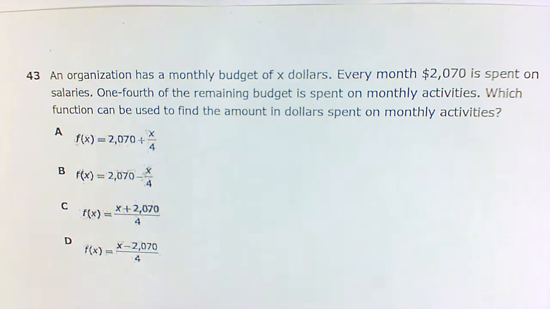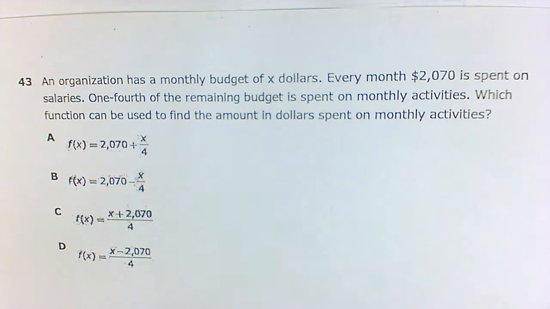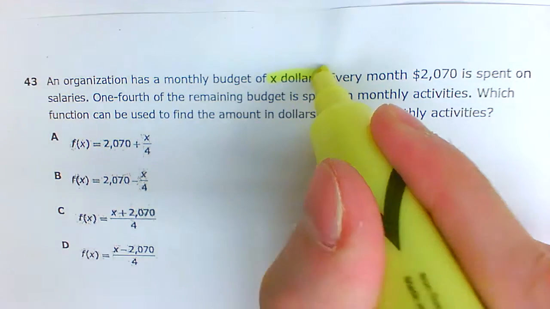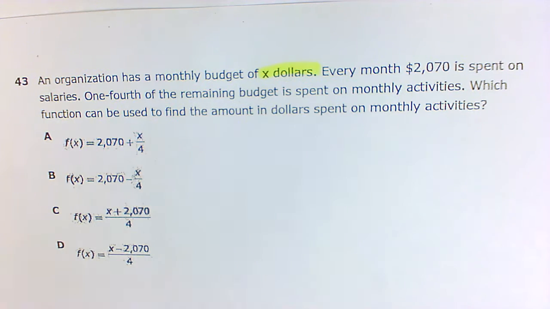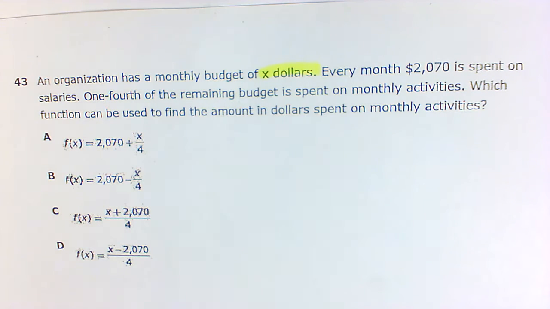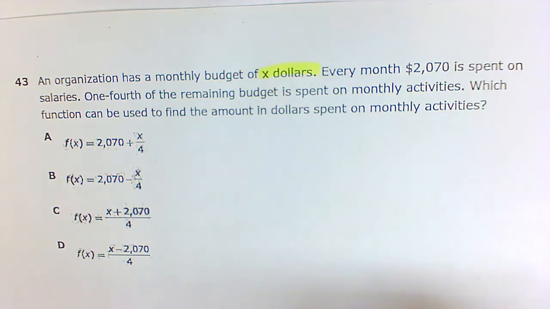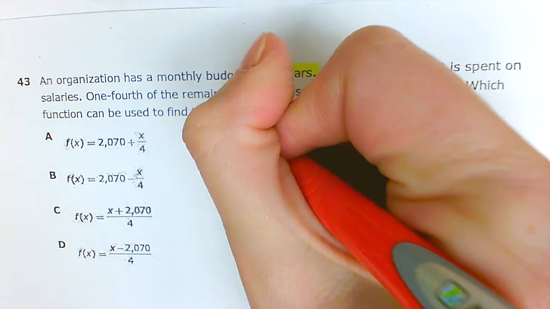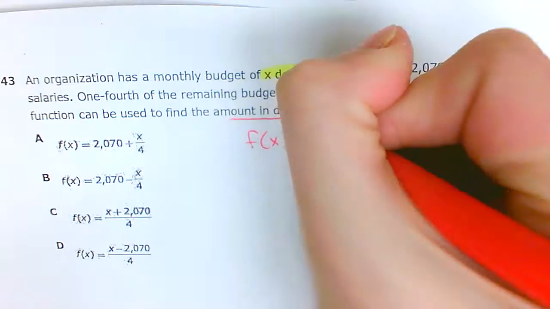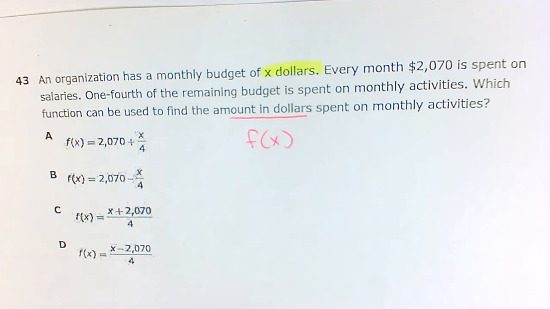Number 43. An organization has a monthly budget of X dollars. So X is talking about the number of dollars, that's their budget. Every month, $2,070 is spent on salaries. 1/4 of the remaining budget is spent on monthly activities. Which function can be used to find the amount in dollars spent on monthly activities? So we are trying to write an equation for the amount in dollars, that's what my f of x has to be talking about, and we're spending this on monthly activities.